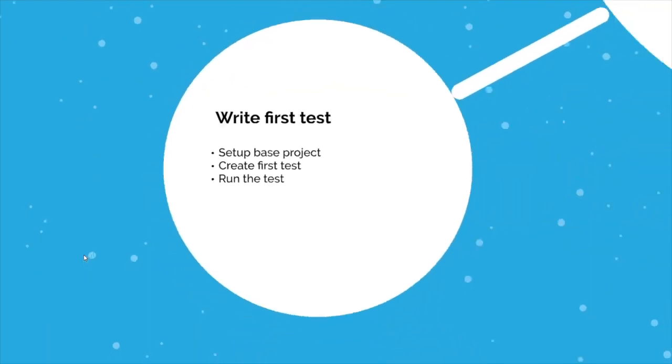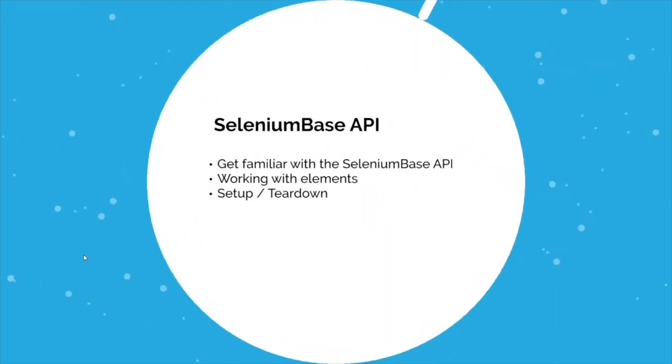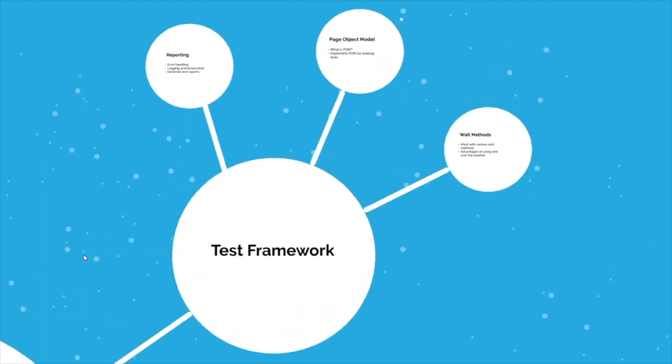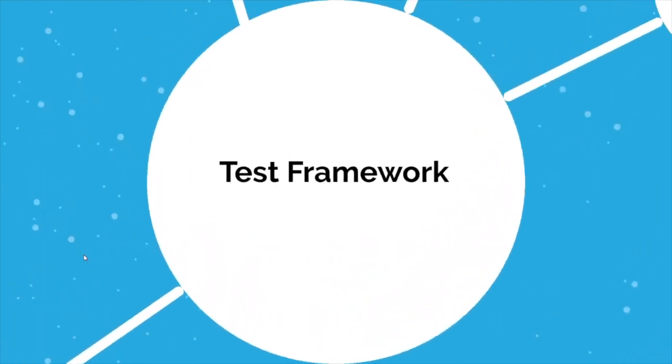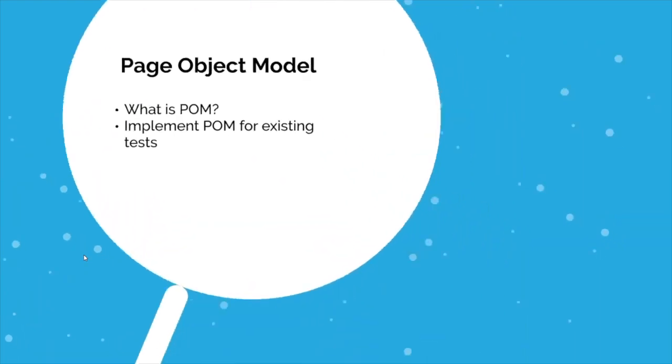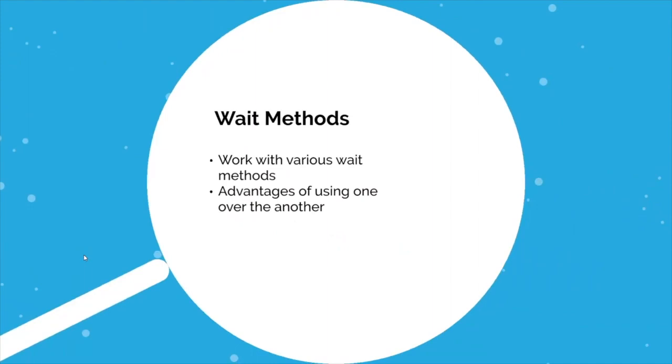Once we have our first test working, we will deep dive into the APIs of SeleniumBase to understand all the features it offers us. We will learn to work with various elements and look into setup and teardown methods. After we are a bit familiarized with the API, we will get started with setting up our test framework. We will begin with learning what page object model is and how to implement it using our existing test. Then we will learn how we can stabilize our framework by learning different wait methods that are available.